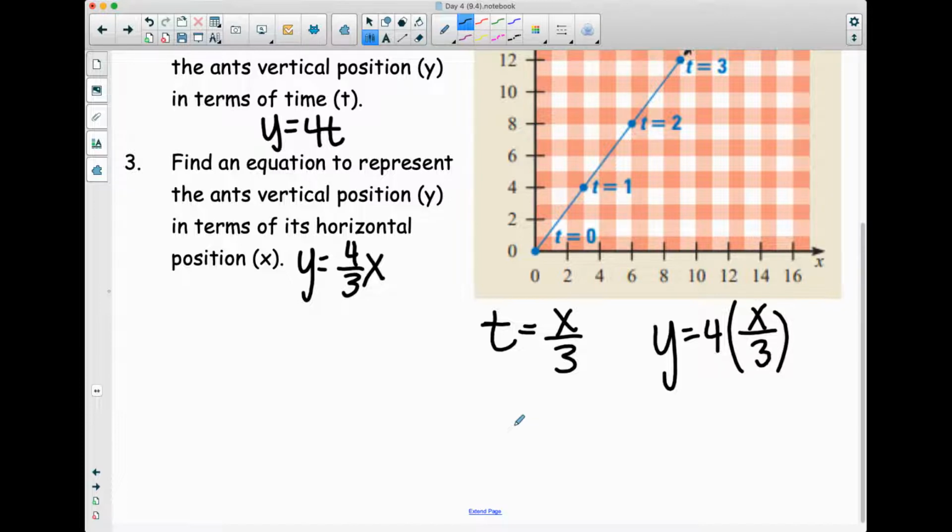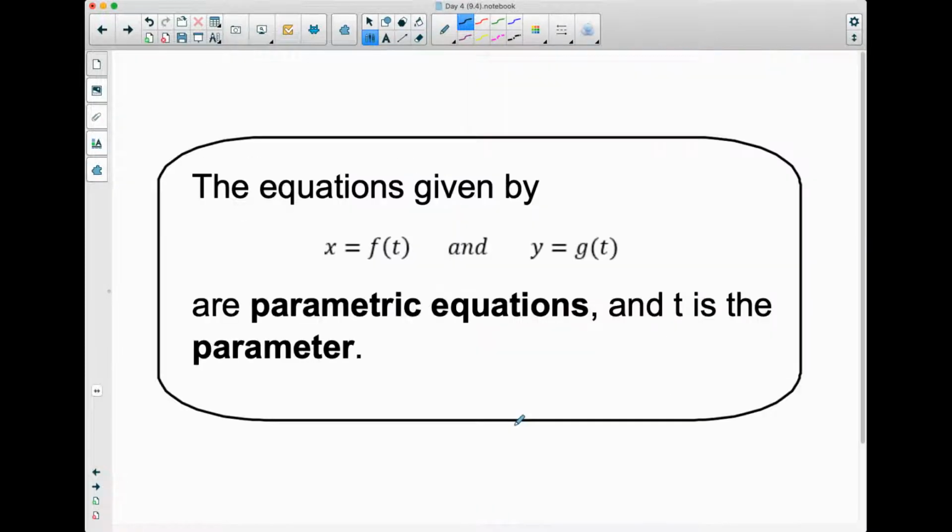Okay. So we're going to be doing the same thing. We're going to be given 2 equations that both have a parameter. Okay. And then we are going to eliminate the parameter by substitution, and then we're going to create a rectangular equation. Okay. Like I said, the math behind all of it is stuff y'all have done before.